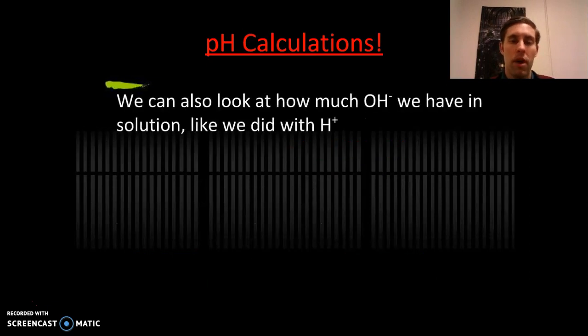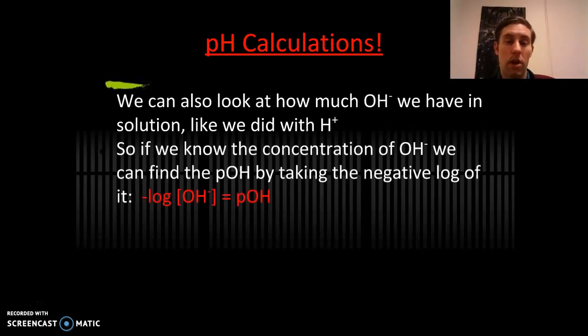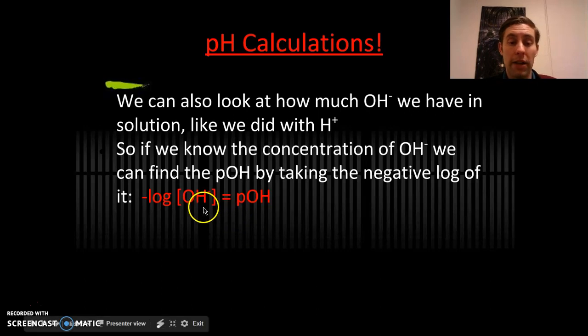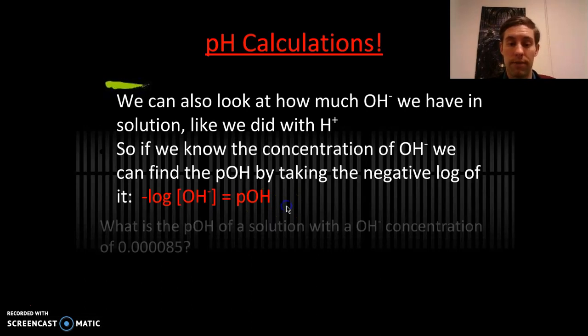Right. We can also look at the OH minus concentration, the hydroxide ion concentration we have in solution, the same way we did with the proton concentration. So when we took the negative log of H plus, we got pH. We take the negative log of OH minus, we get pOH. So I said negative log of something just gets you the P version of that same thing. The P basically is the log version of it.